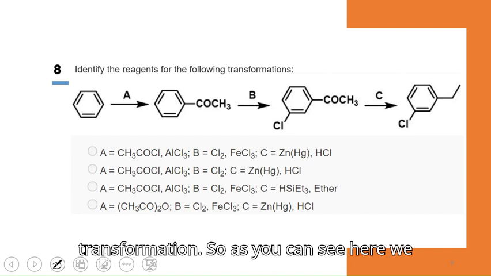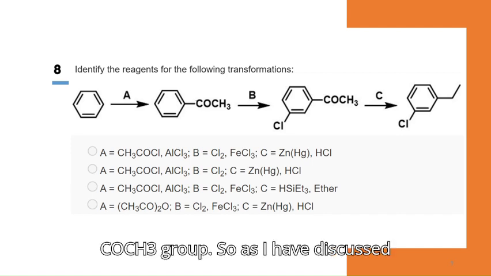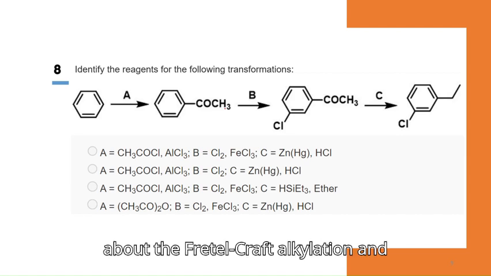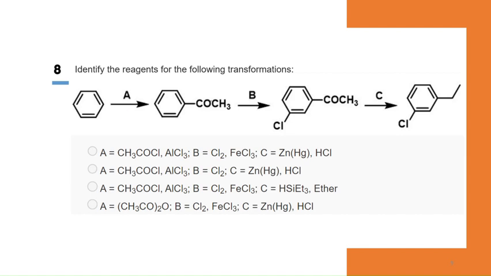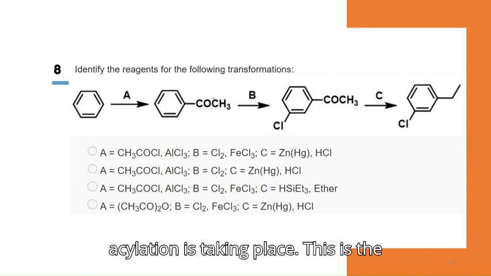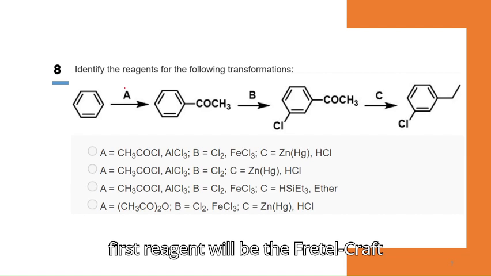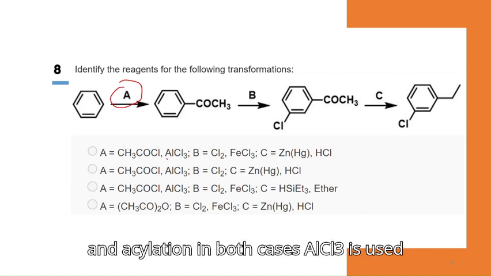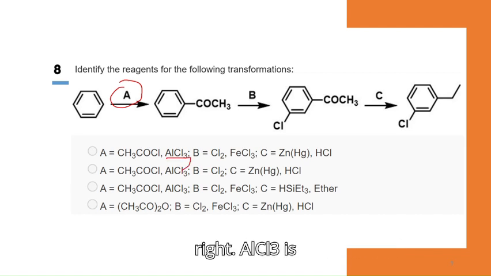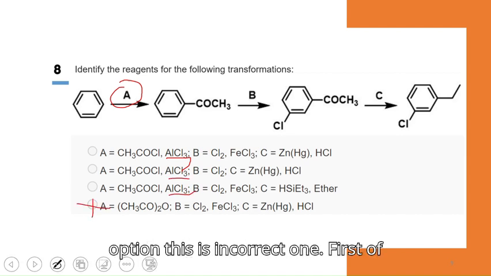So as you can see here, we have started with a benzene ring, right? In the benzene ring, what will we do to introduce this COCH3 group? As I have discussed about the Friedel-Crafts alkylation and acylation, here you can see Friedel-Crafts acylation is taking place. This is an acyl group, right? So the first reagent will be the Friedel-Crafts acylation reagent. In Friedel-Crafts alkylation and acylation, in both cases AlCl3 is used, right? AlCl3 is used in all the three cases. So this option D is an incorrect one.